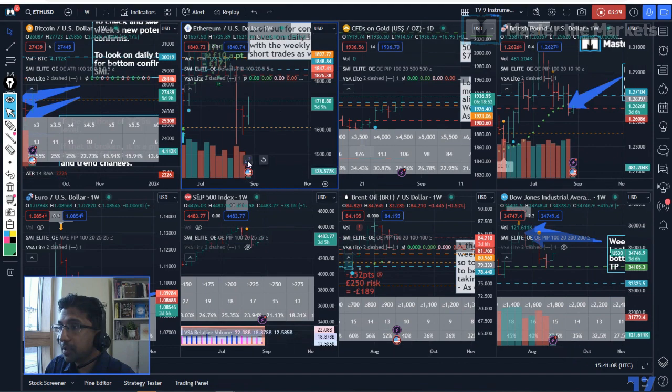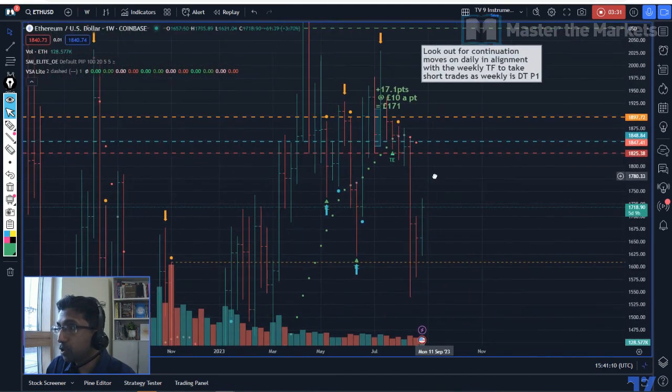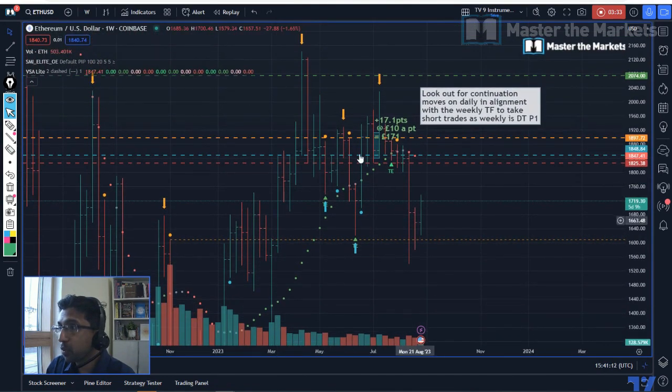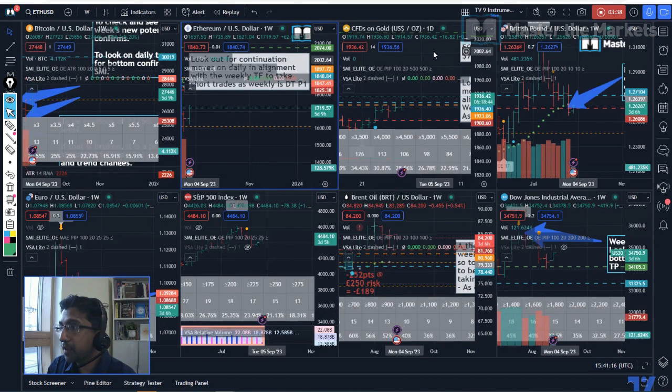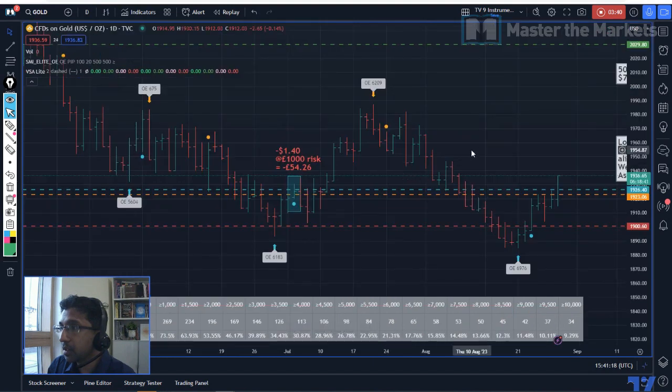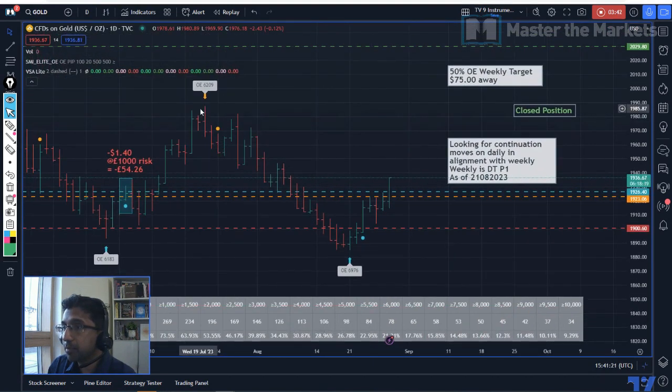Now on Ethereum, similar, but that is a downtrend. It's a phase 1, so I won't be taking a look at that. I'm looking mainly for phase 2 moves over here. Just to give you an idea, this is an uptrend. This is a downtrend phase 2 here.